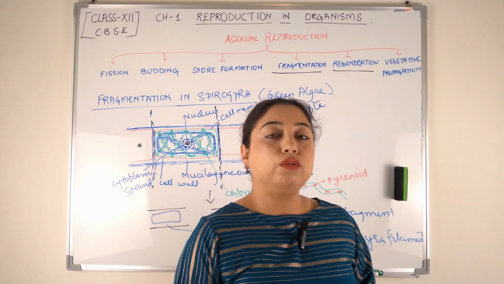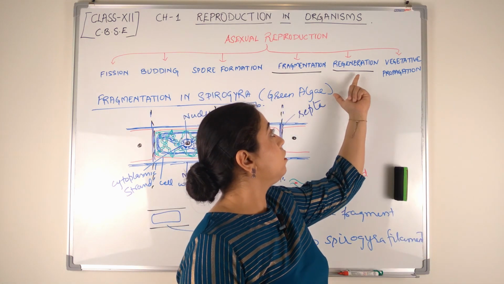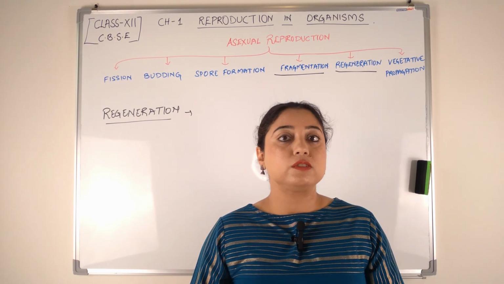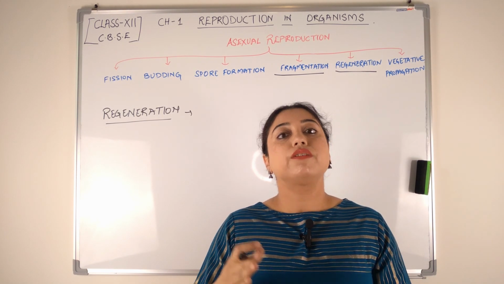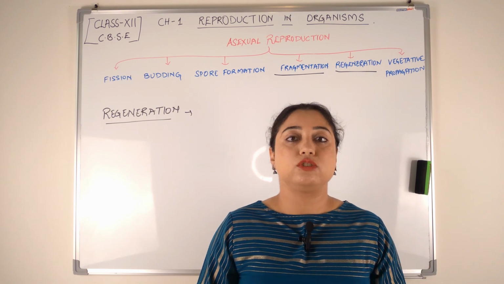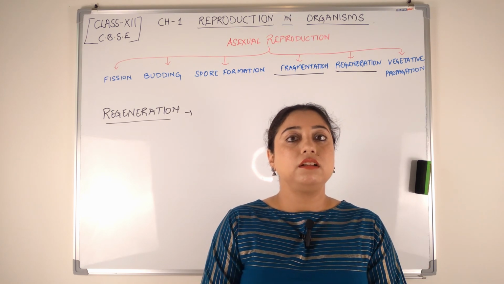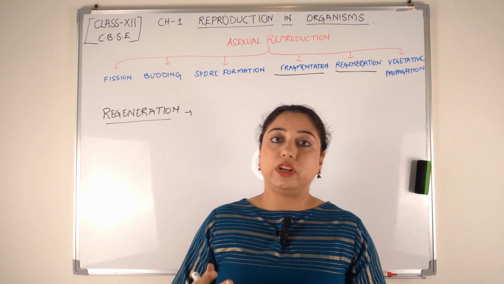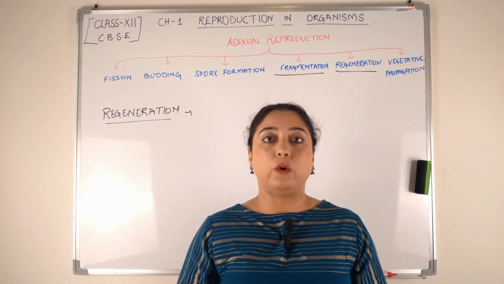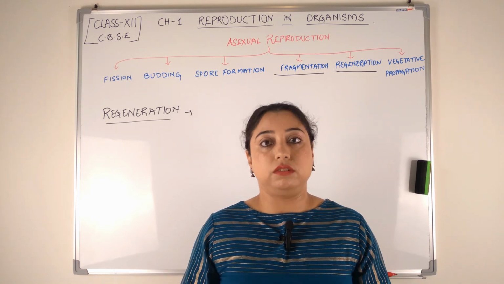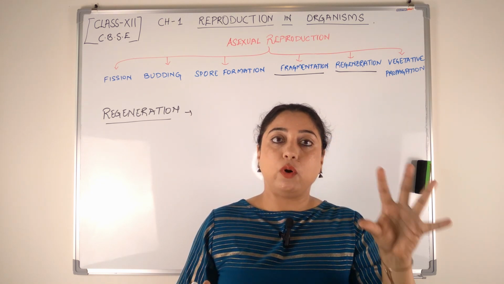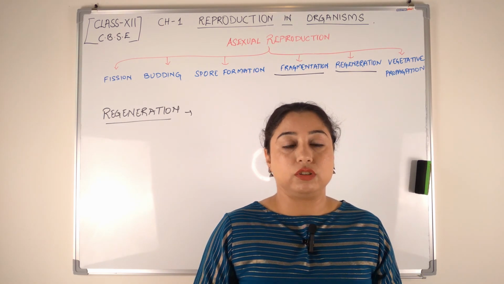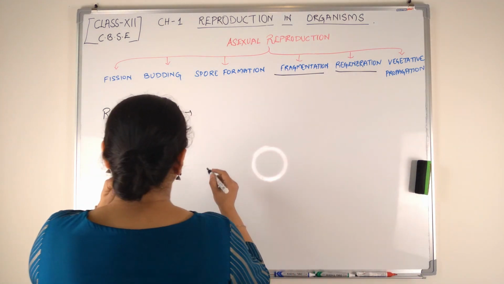Now moving on to the next mode of reproduction, that is regeneration. Regeneration is a natural process of replacing or regrowing the lost or the damaged parts of the body. It can be a cell or tissues or any organ. Sometimes in the regeneration, the whole new body of an organism is produced, right? The entire body of an organism can also be formed by the help of regeneration, right? So how we can define it?